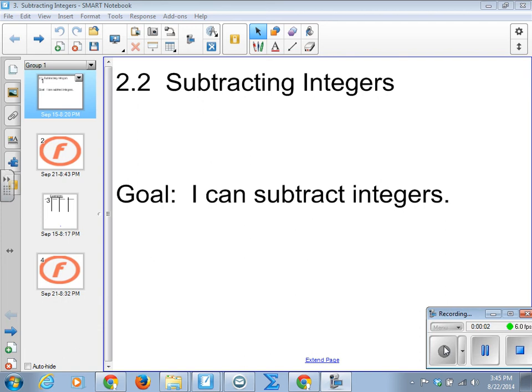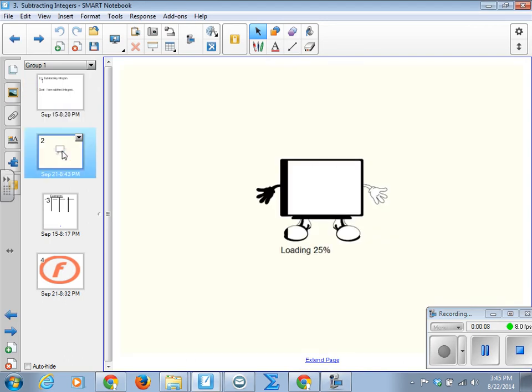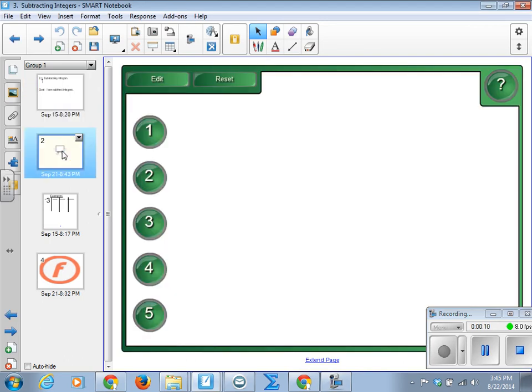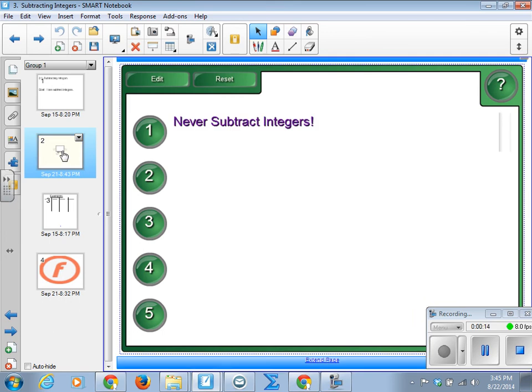Today's lesson is on subtracting integers, and by the end of this lesson, you'll be able to subtract integers. This is kind of tricky, so please follow along as I show you the process for this. First thing, despite our lesson title, we will never subtract integers. Never, ever. What we're going to do is turn our subtraction problem into an addition problem.